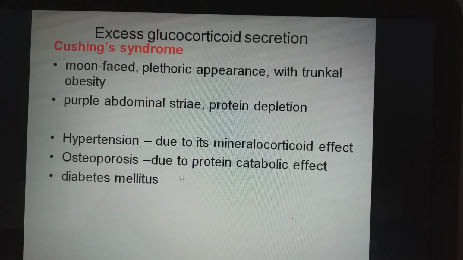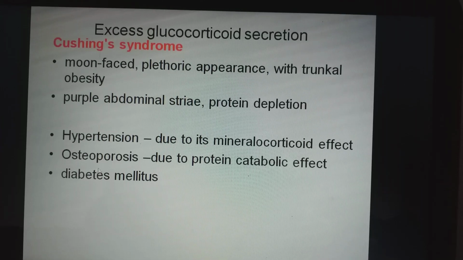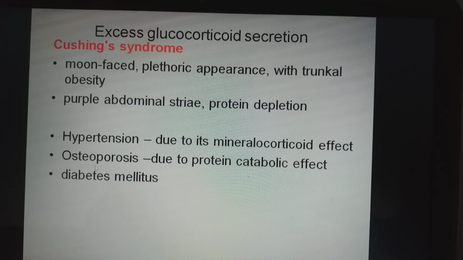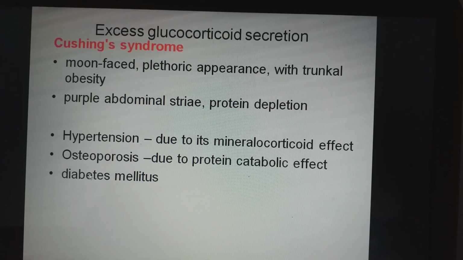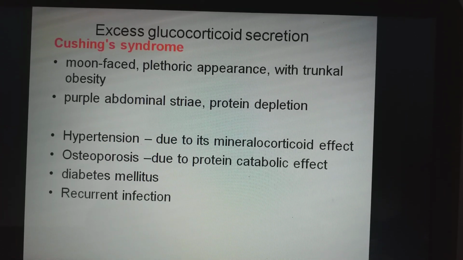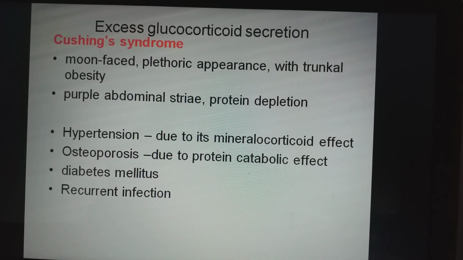Diabetes mellitus. You know, the normal function of cortisol is to increase the blood glucose level. So when there is an excess level of cortisol, it exaggerates its effects, leading to hyperglycemia, and later the patient can go into diabetes mellitus. And the recurrent infection.